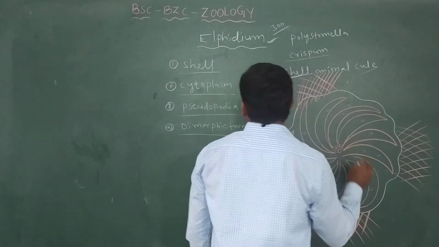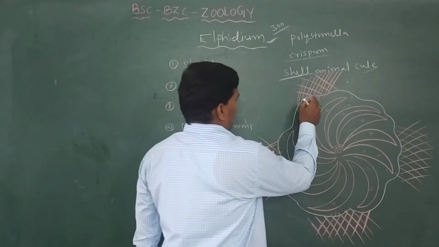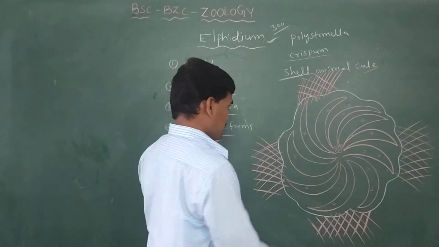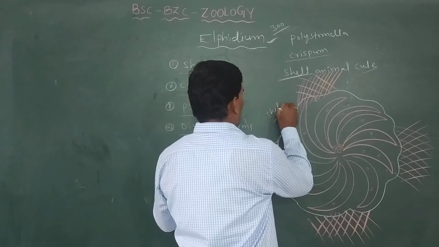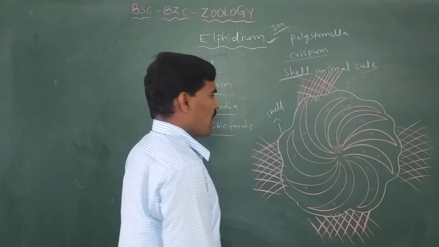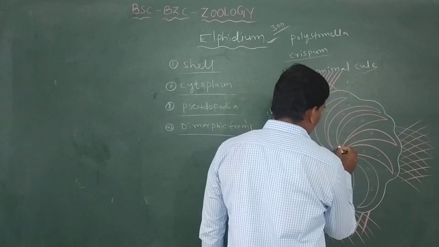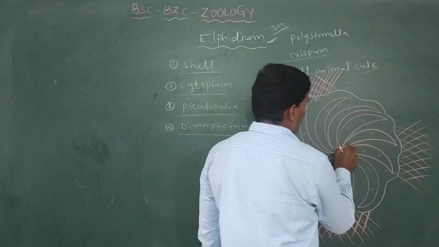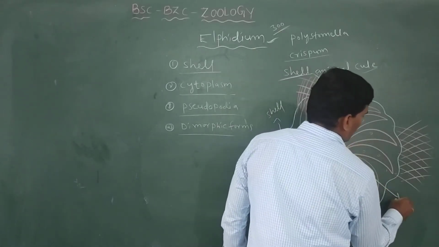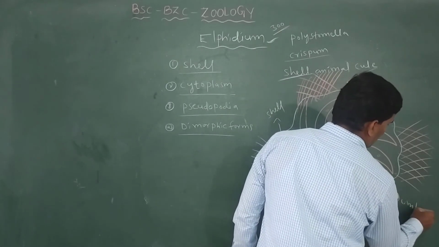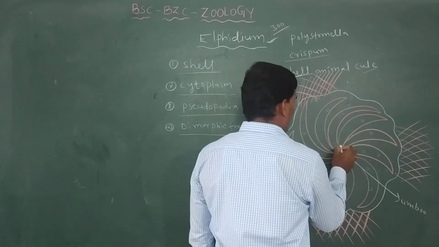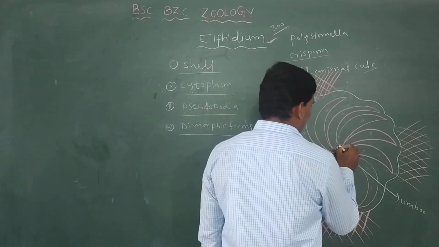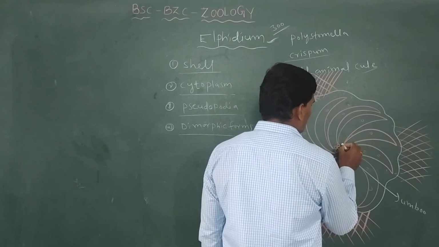Structure of Elphidium: first of all, the shell. The outer surface is covered by a hard translucent shell. In the shell formation, first one proloculum is formed, the umbo. A single proloculum is formed first, and around it another small proloculum is formed.